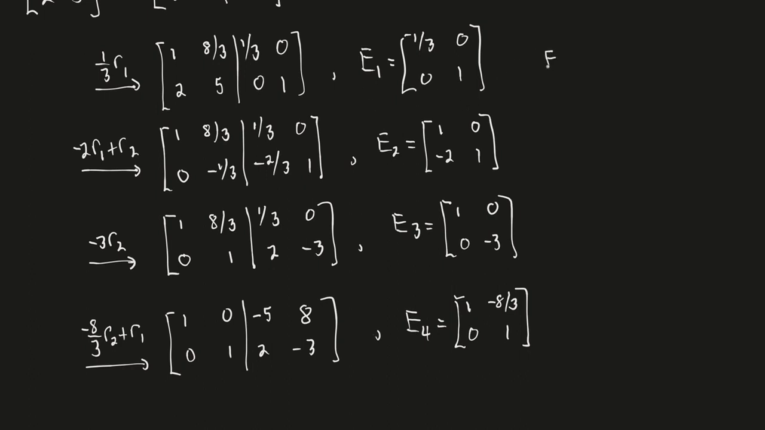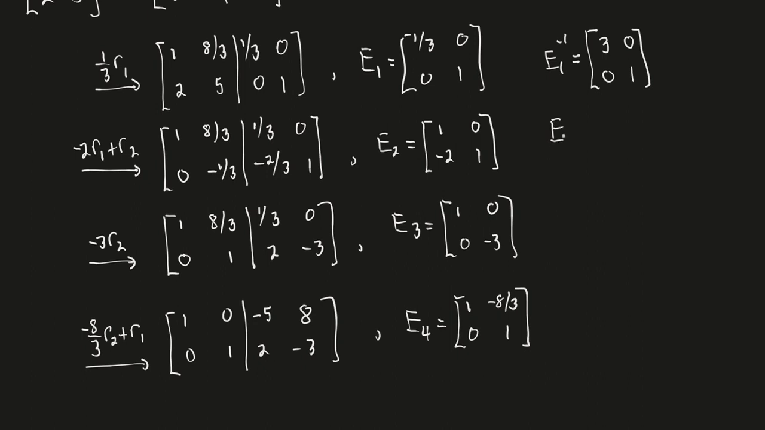So E1 inverse is equal to, so we have to ask ourselves, how would we undo this operation, right? Well, think about it this way. If I wanted to turn this matrix back into the identity matrix, I would have to multiply this first row by 3. So that's exactly its inverse, right? So you have to think of the row operation that you need and then perform that one to get the inverse of each of these elementary matrices.